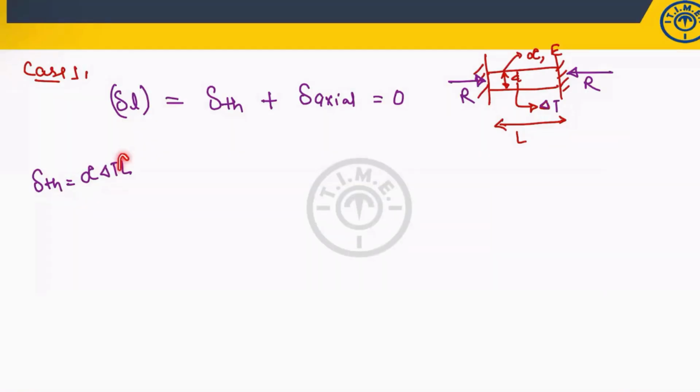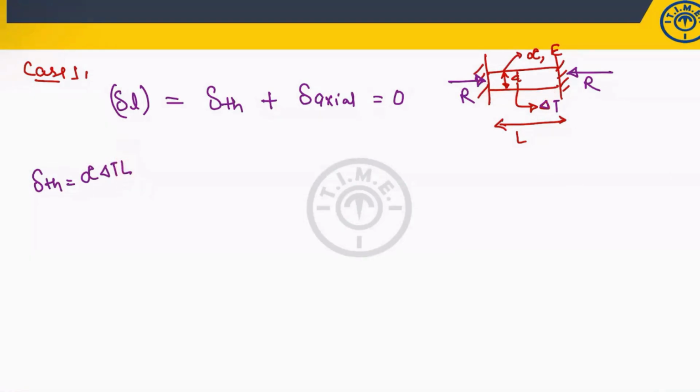Okay, so if it is a length L, delta T is the temperature difference, alpha is the coefficient of thermal expansion. This will be given in the question, which material you are using. So alpha value is different for different material. For example, if it is a steel, that will be 12 into 10 to the power of -6. So this will be given in the question. How much you are increasing the temperature, that is also given in the question. And what is the length, that will also be given in the question.